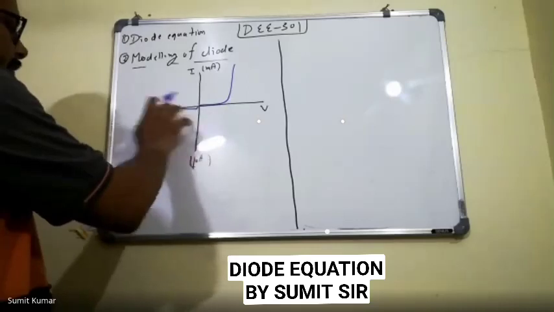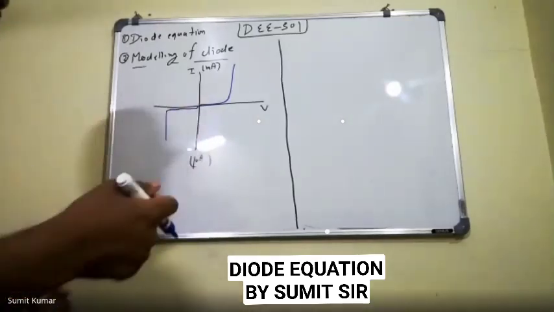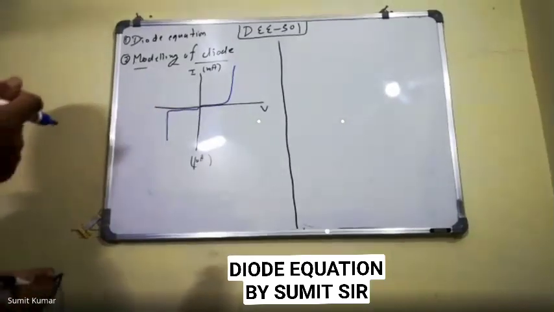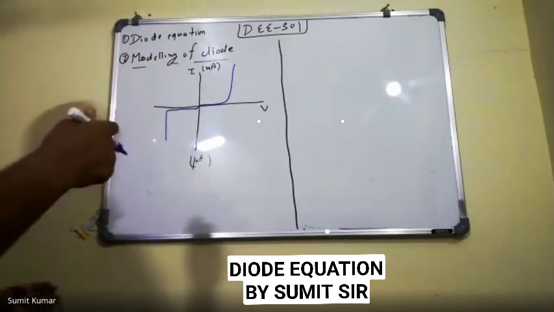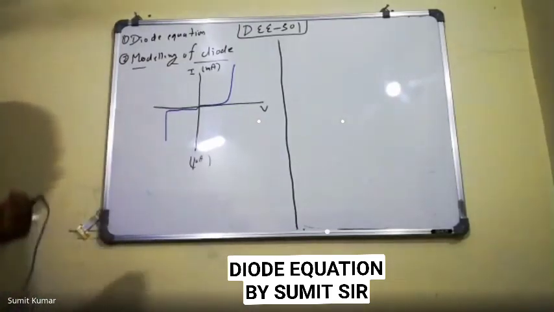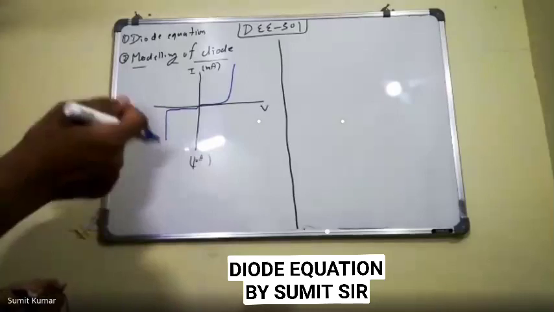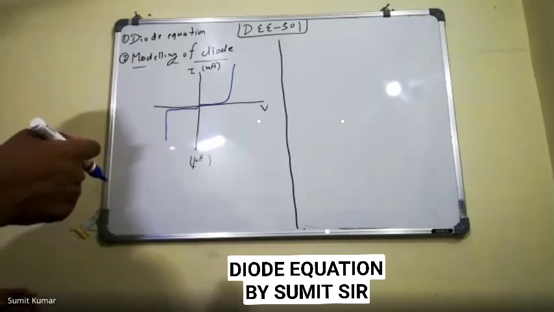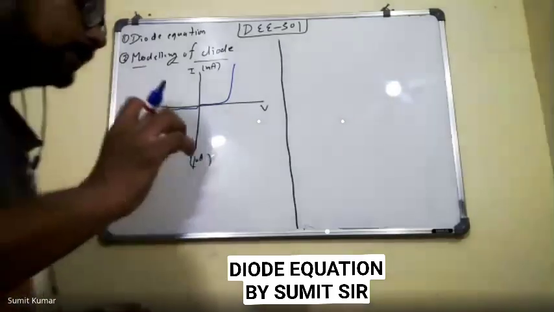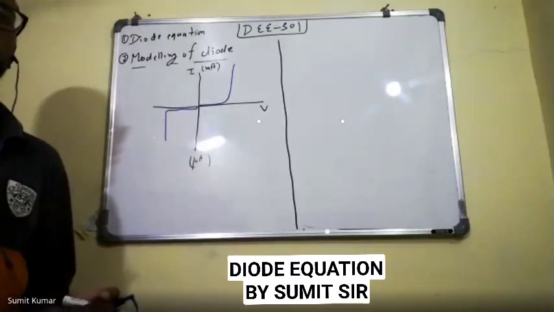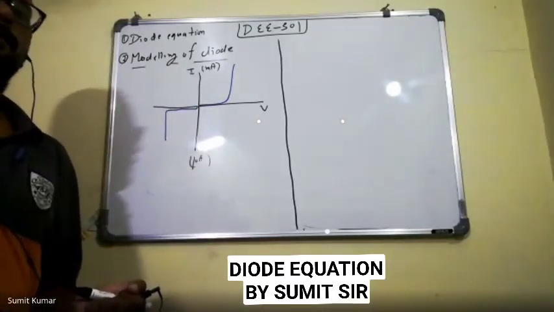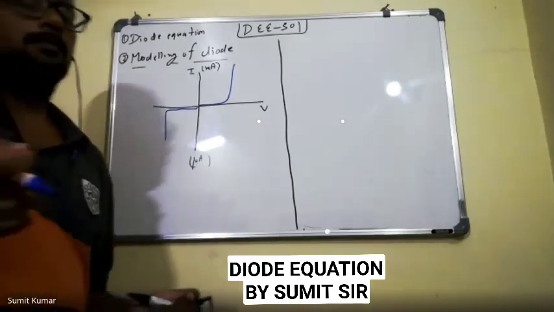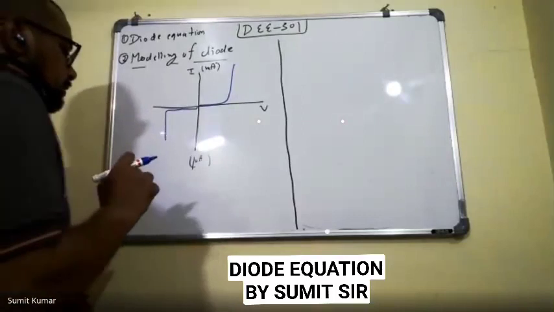In the breakdown, if we keep on increasing the reverse bias voltage, then at a certain threshold voltage, which is known as the knee voltage, there is a breakdown phenomenon. In the previous session we discussed this breakdown phenomenon in brief and how the breakdown occurs. The detailed discussion of the breakdown we will do in a subsequent session, when we discuss the Zener diode and avalanche and Zener breakdown.